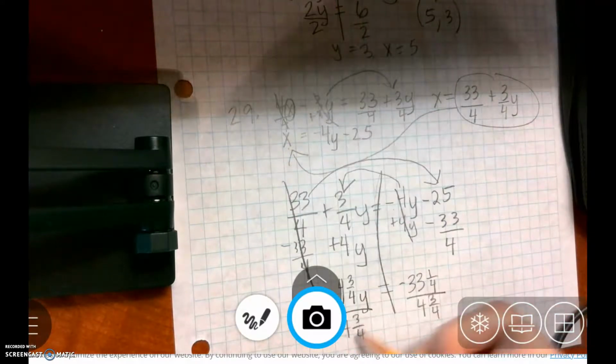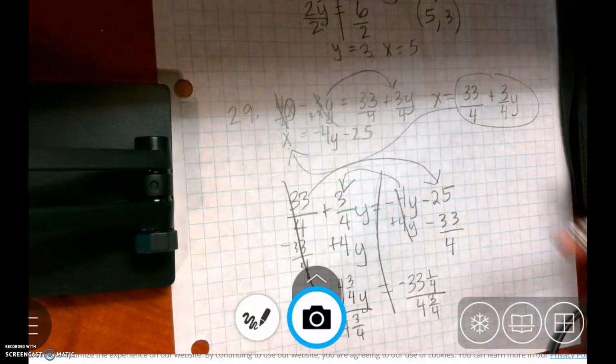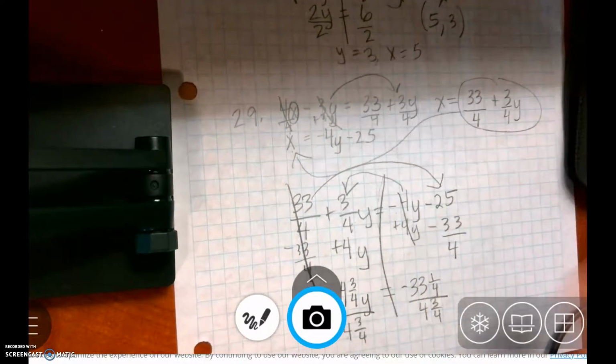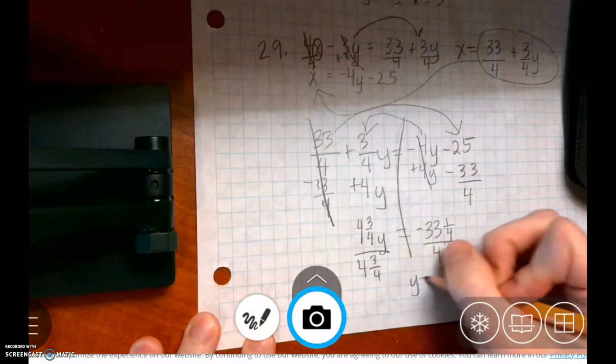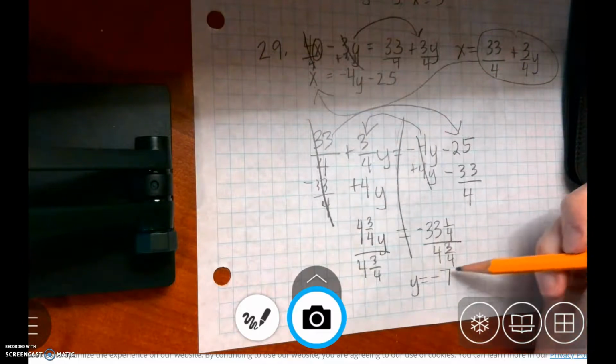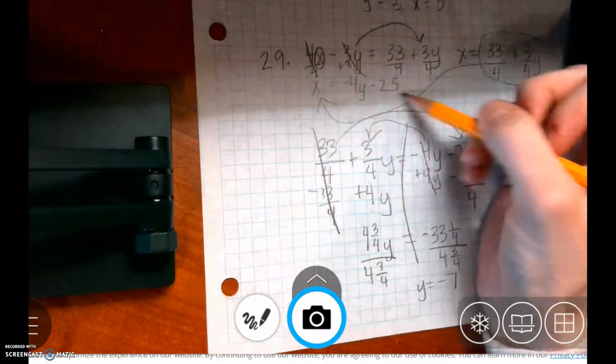So to get y alone here, I need to divide. I'm just going to change this to 4.75 because that's easier for me, I have a scientific calculator here, so I'll do negative 33.25 divided by 4.75, and I get y equals negative 7. Okay, don't stop there. Now I need to choose one of these equations and replace y with negative 7. So this one looks the easiest.